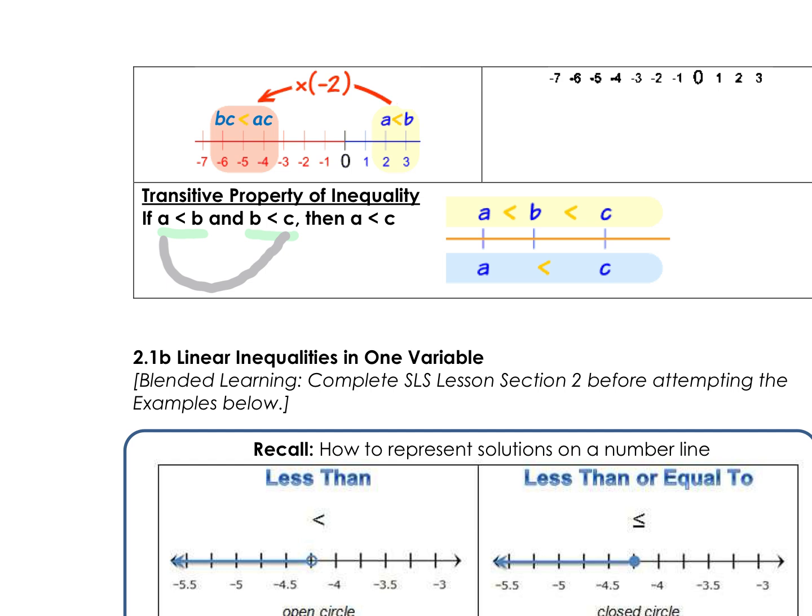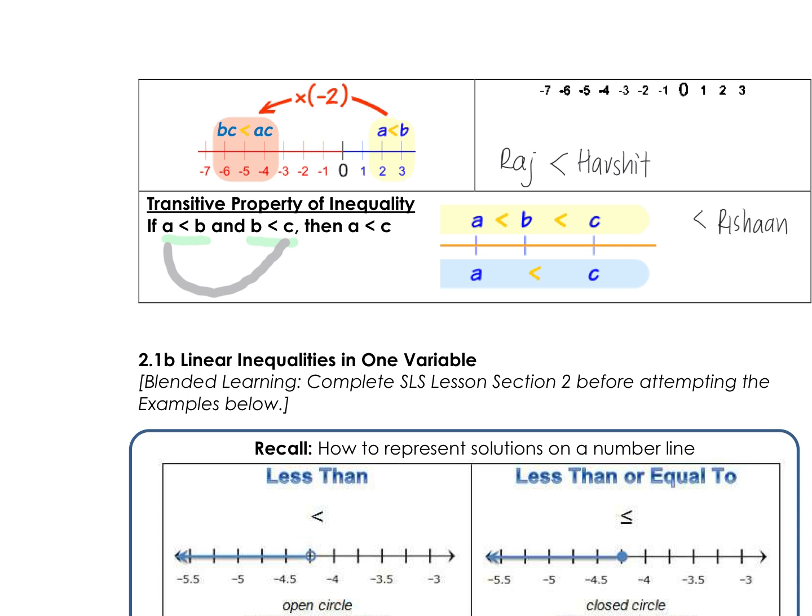For example, who's the tallest person in the class? A tall person, Raj. So if I say, give me somebody who's taller than Raj. If I say that Hashid is taller than Raj, who is taller than Hashid? Vishan.